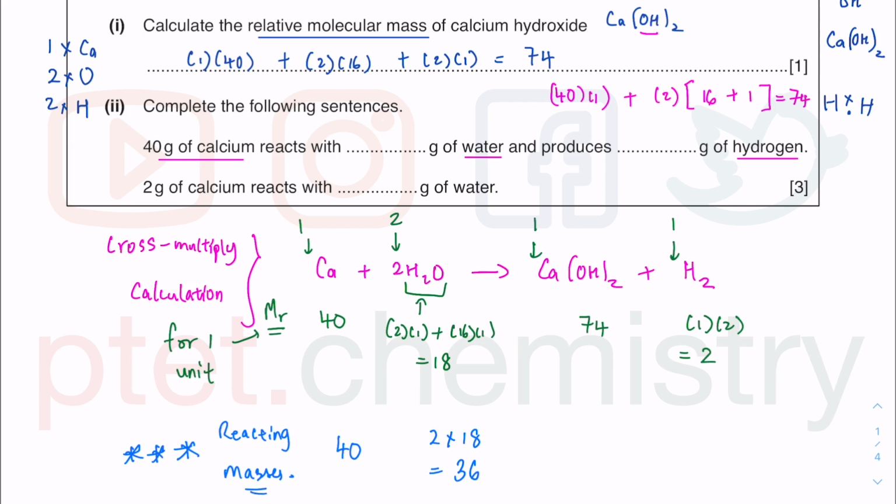These are masses, so these are 40 grams, and this is 36 grams, and then I have 1 unit of that, so there is 74 grams, and I have 1 formula unit of H2, so there is just 2 grams there.